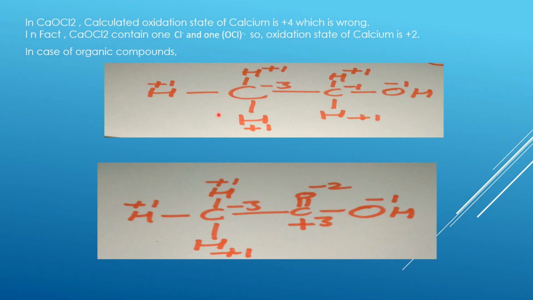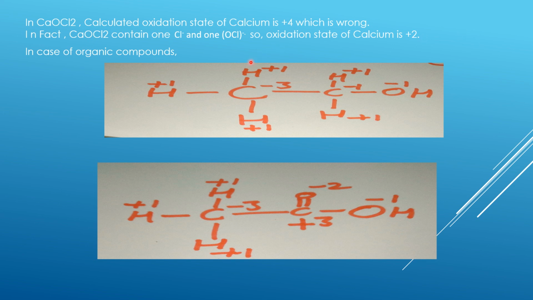just try to understand first of all about bleaching powder. If we are taking bleaching powder and going to calculate its oxidation state, this is -2 and this one is also -2, so the total charge on calcium will be +4, which is wrong. That means there will be a difference in their structure, and we know CaOCl2 bleaching powder contains one Cl minus and one OCl minus. Look at here, here there is -1 charge and here also -1 charge. So the total charge on calcium will be +2.